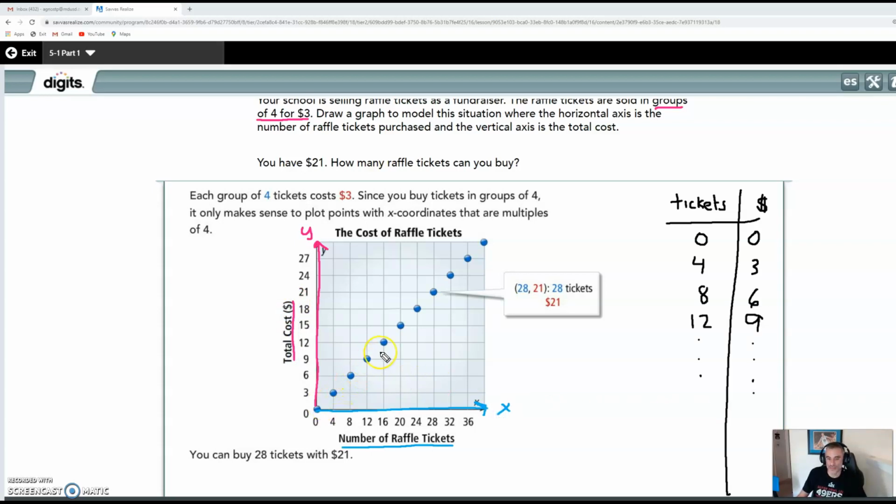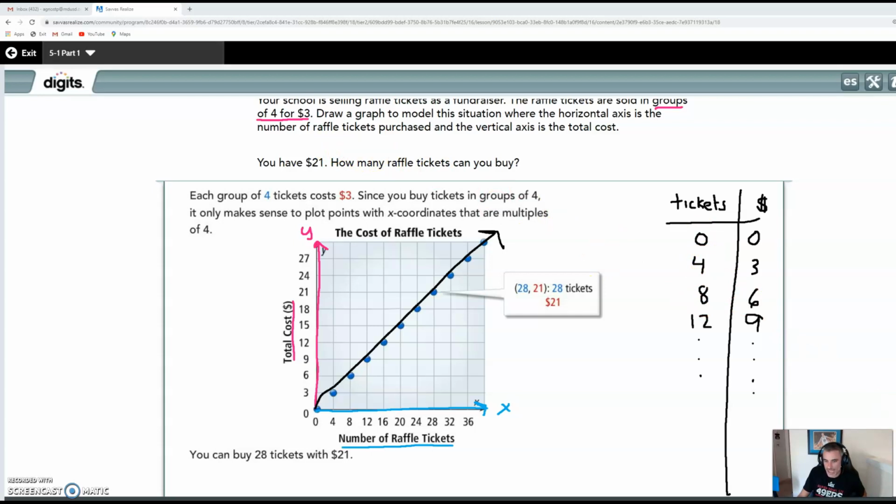Then I have all these different little dots on the graph. Your first question might be, why do I have dots here instead of a straight line? Why don't I just have a nice straight line like this? Well, remember that we can only buy tickets in groups of 4.